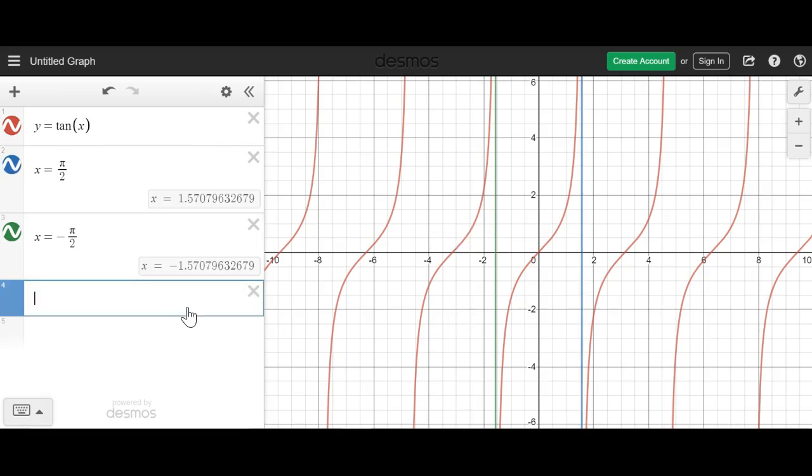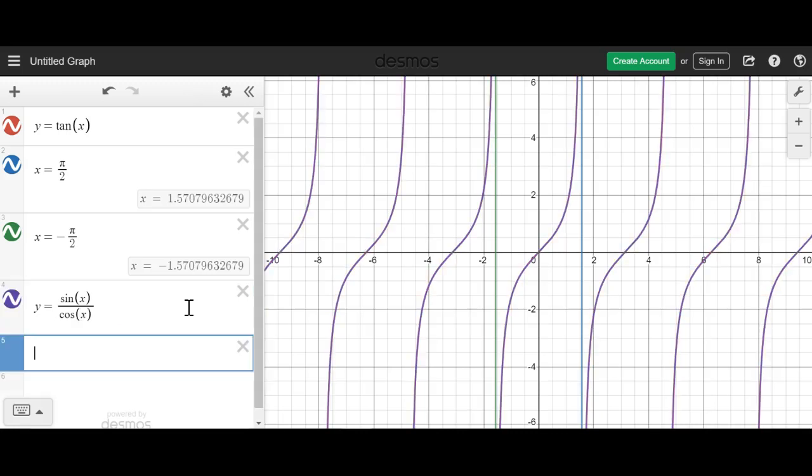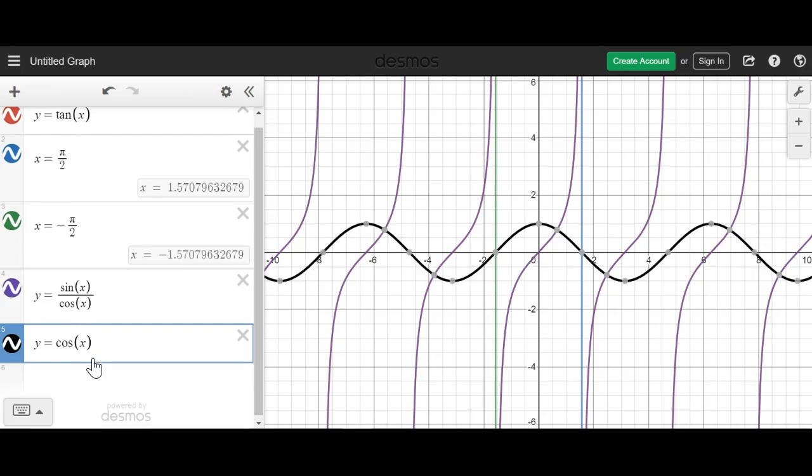Well, recall, if I take y equals the sine of x over the cosine of x, this is exactly the tangent of x. So the purple one that I just drew is right on top of the red one. Now remember that, let's get the graph of the cosine of x up there. So y equals the cosine of x. The denominator here is the cosine of x. Now look at where the cosine of x is equal to 0. Here, here, boom, right at the green asymptote, right at the blue asymptote.